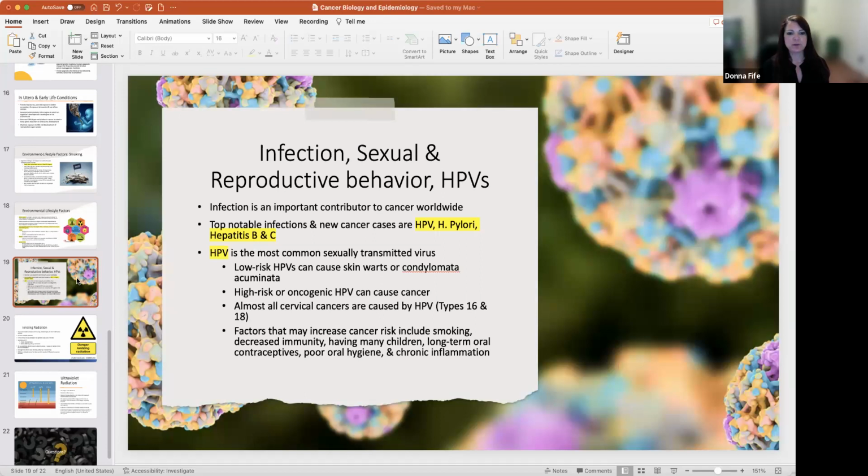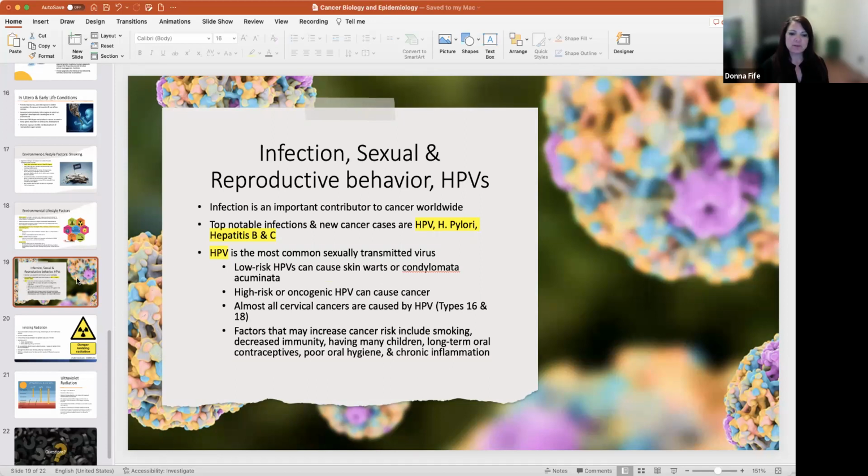Infection, sexual and reproductive behaviors, and HPVs. Infection is an important contributor to cancer worldwide. Some of the notable infections and new cancers are HPV or human papillomavirus, H. pylori, and hepatitis B and C. HPV is the most common sexually transmitted virus. Low-risk HPVs can cause skin warts or condylomata. High-risk or oncogenic HPV can cause cancer. Almost all cervical cancers are caused by HPV, and in particular, the most common culprits there are HPV types 16 and 18.